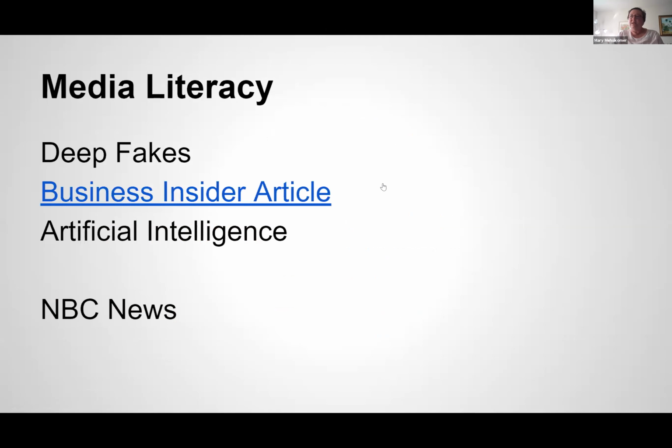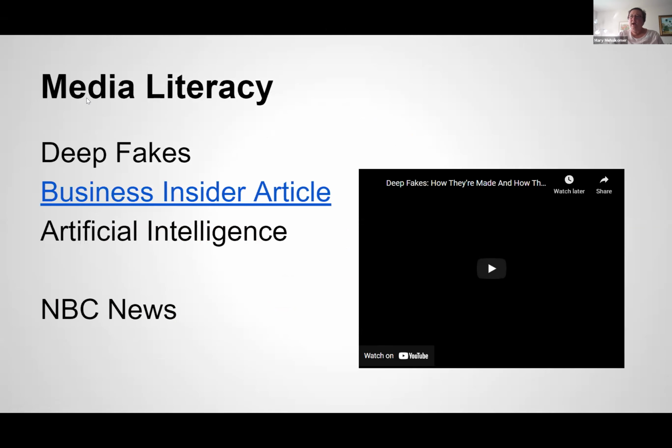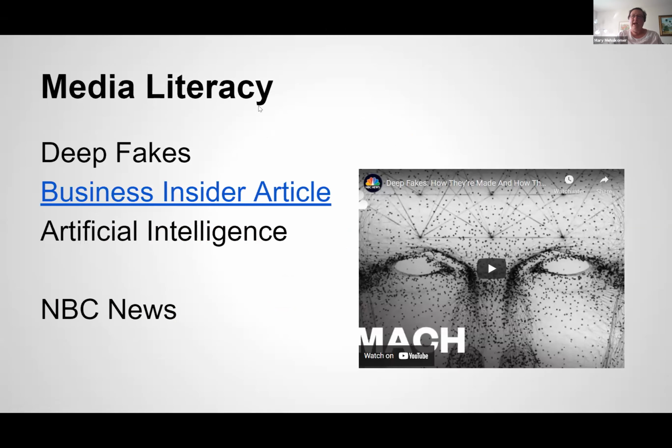Media literacy is growing and growing, especially, of course, with the last election and all the politics that are going on. It seems everything has become political these days, and there are some kind of weird things going on in the media world with things called deep fakes, which are videos that look like they're legitimate, but they've been created with artificial intelligence.